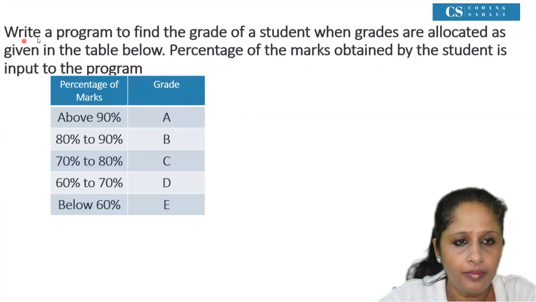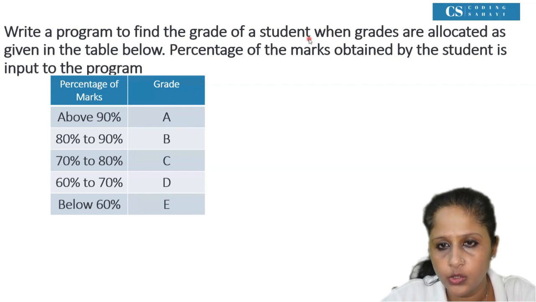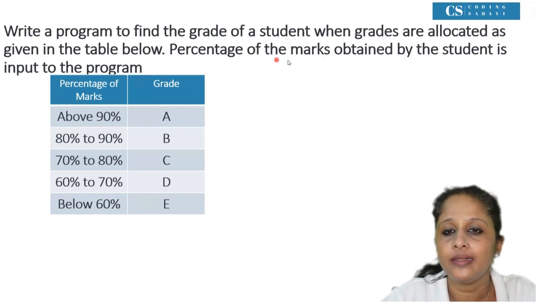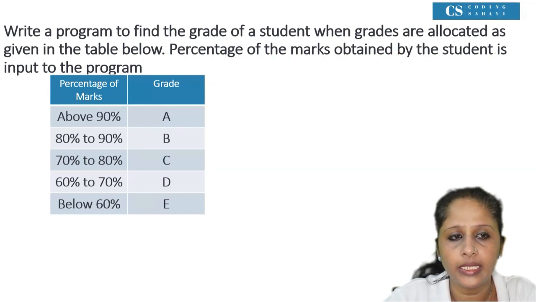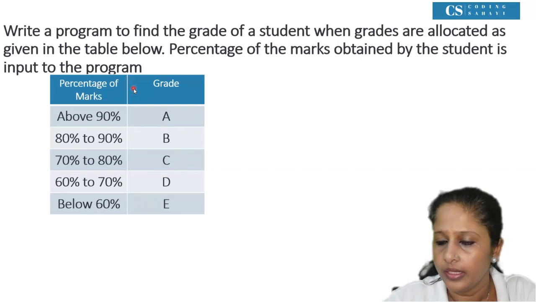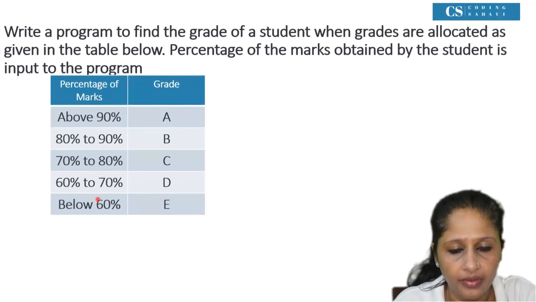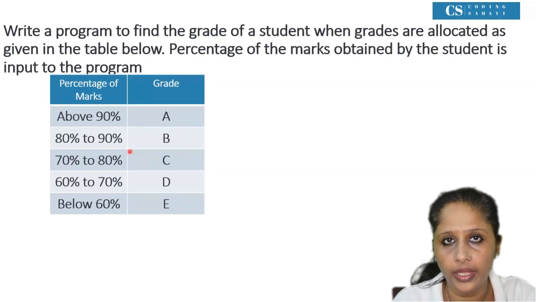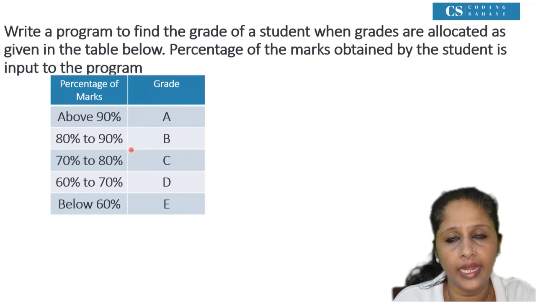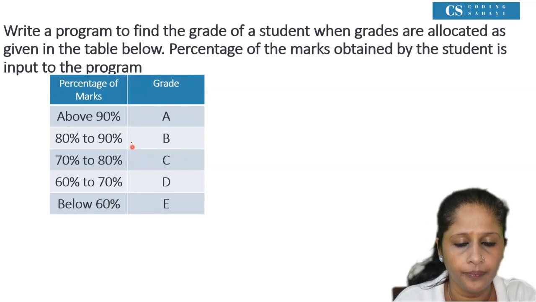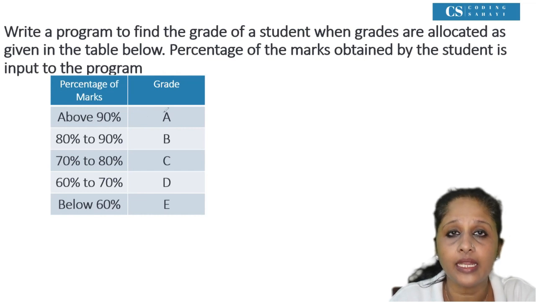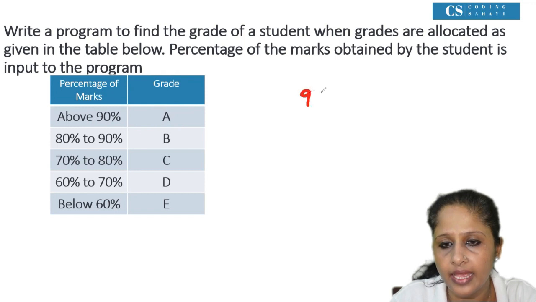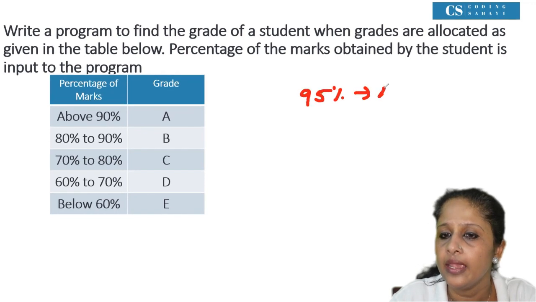Our next program: write a program to find the grade of a student when grades are allocated as given in the table below. The percentage of marks obtained by the student is input to the program. Some percentages are given here. We need to input the percentage of a student and find out the grade he or she scored. If the percentage is greater than 90, then the grade is A. That is, if a student gets 95%, then A grade.